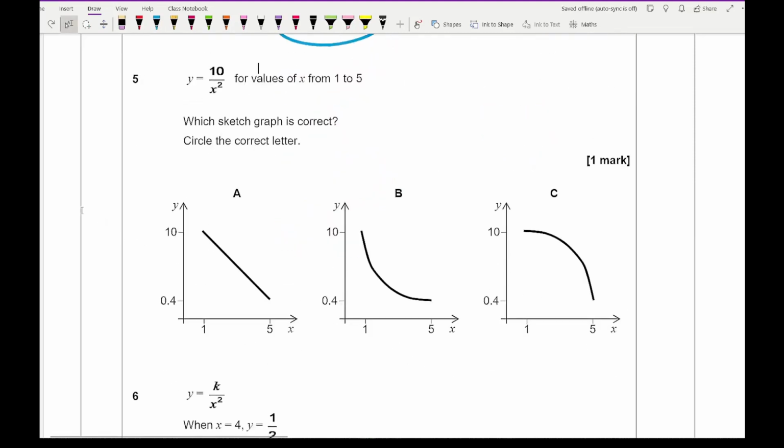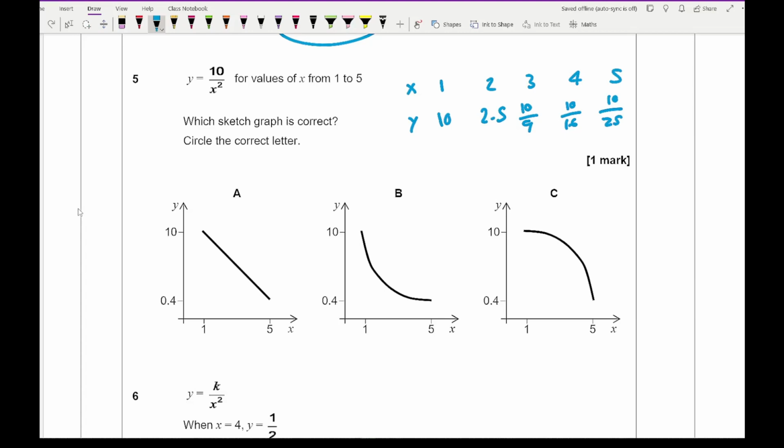For question 5, it says that y equals 10 over x squared for the values of x from 1 to 5. Which sketch is correct? Circle your answer. Well, again, if you're not sure, then just simply substitute numbers in and see which graph gives you the correct ordinate. So here we've got 10 divided by 1 squared, which is 10. 2 squared is 4, so that's going to be 2.5. 3 squared is 9, so that's going to be 10 over 9. That'll be 10 over 16 and 10 over 25. So again, which graph does that kind of resemble?